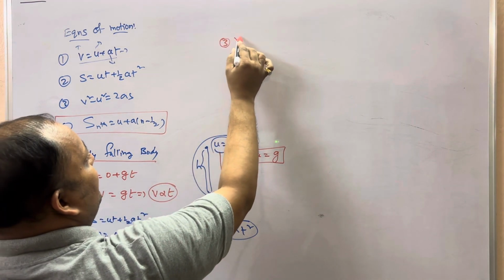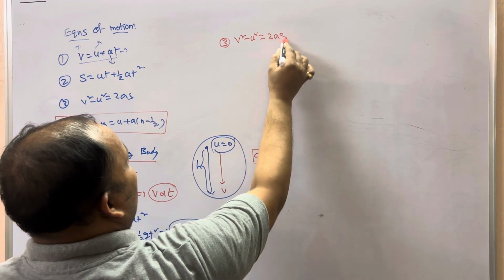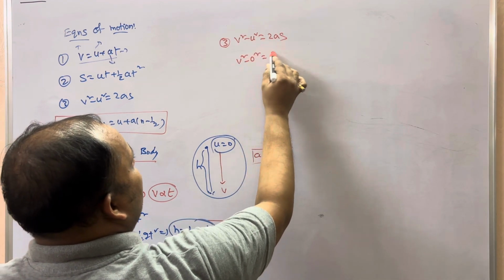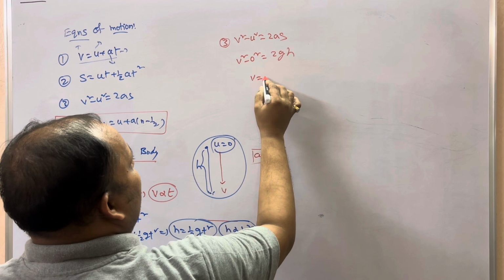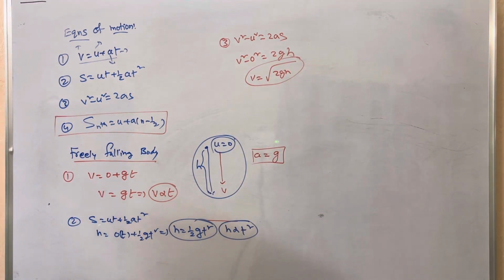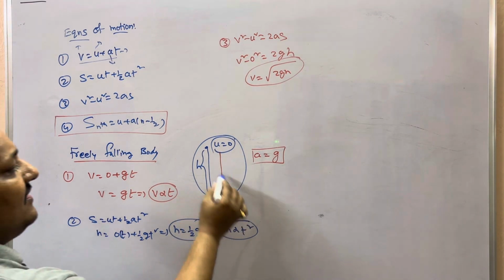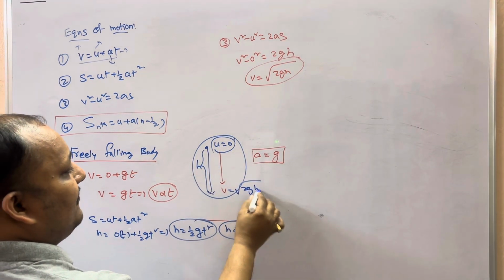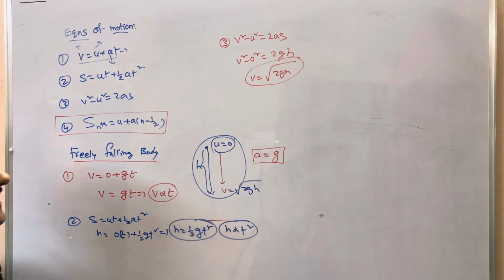Next, the third equation of motion. V square minus U square equal to 2AS. V square minus 0 square equal to 2GH. V is equal to root 2GH. Very, very important formula. It gives the velocity when the object reaches the ground if it is dropped from a certain height. V is equal to root 2GH.